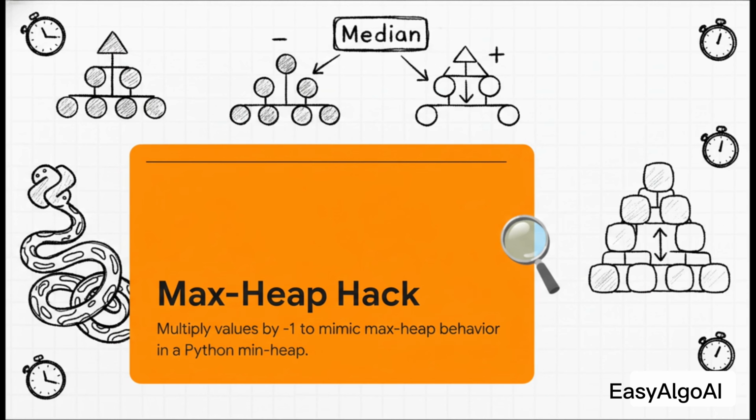To mimic a max heap for our left half, we take the incoming number and just multiply it by -1 before we insert it. By negating the values, the largest original value suddenly becomes the smallest, which naturally floats to the top of the min heap. And when we need to retrieve it, we just multiply by -1 again to flip it back. It is a brilliant, highly effective workaround for sure.